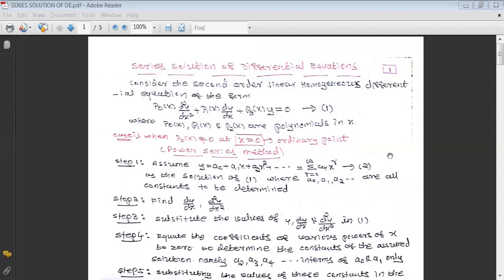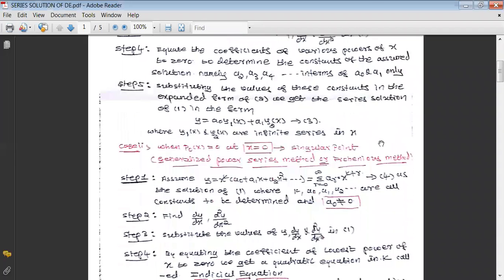The series solution for a given differential equation is obtained using two methods. One is called the power series method. Another one is called the generalized power series method, or it is also called the Frobenius method.